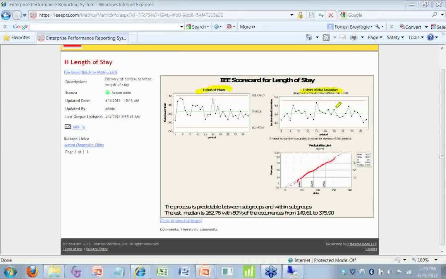And you can see both of these are stable. So then we can look at our probability plot of the actual raw data. We notice our process is predictable. The median value is 262, with 80% of the time between here and here. So it looks like it hasn't changed over time.